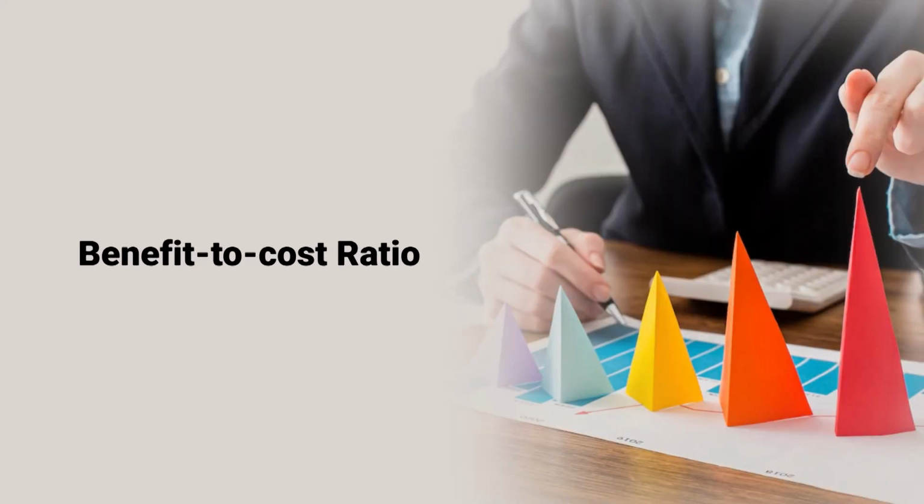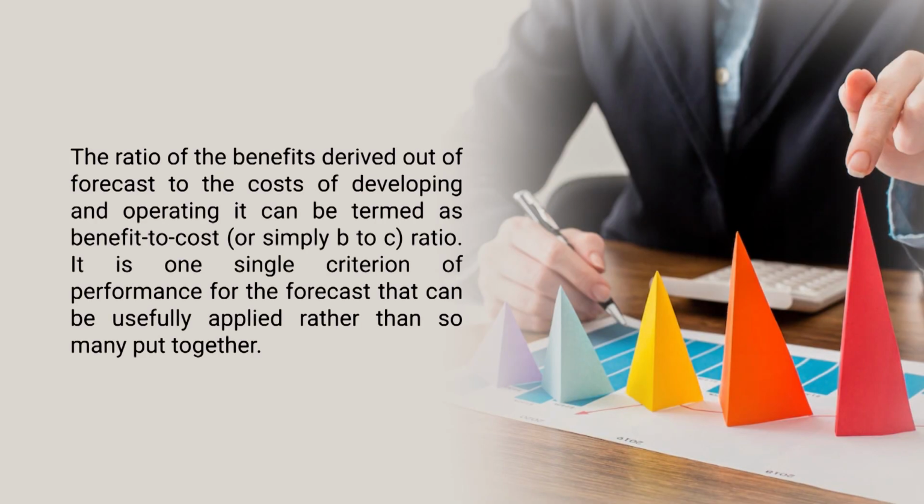Benefit to cost ratio means a cost benefit analysis. If anything is designed, what will be the benefit, what will be the cost to incur, what will be our production cost, and what will be the sale cost. So there is a chance of profit. So it is viable to manufacture a product or feasible to place it in the market. To earn the profit, that is called benefit to cost ratio. The ratio of the benefit derived out of the forecast to the cost of developing and operating it can be termed the benefit to cost, or simply B to C, ratio.